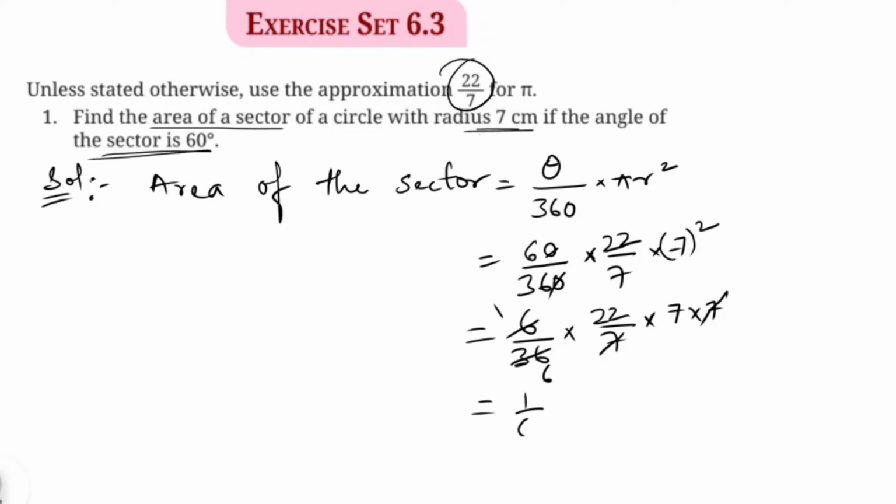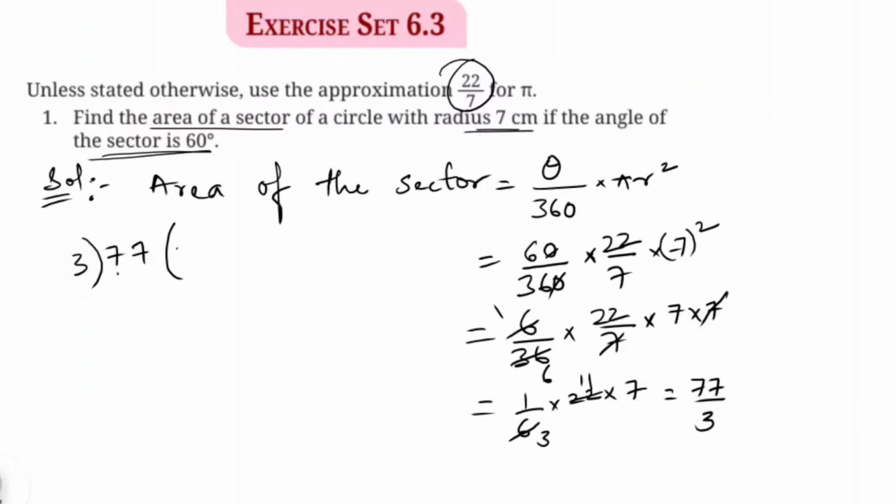So we got 1 by 6 into 22 into 7. 2 3s are 6, 2 11s are 22. If we multiply this, we will get 11 7s are 77 by 3. Let us divide this 77 by 3. 3 25s are 75. 2 left.